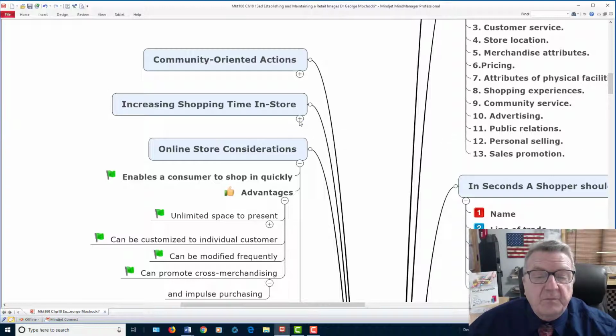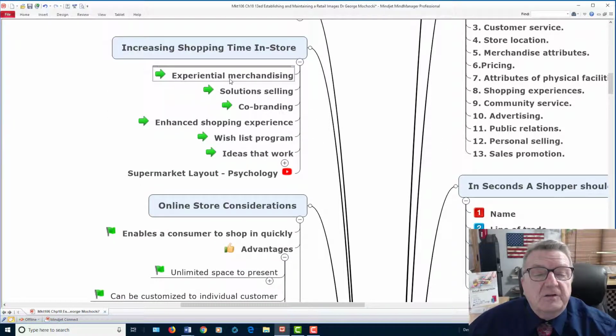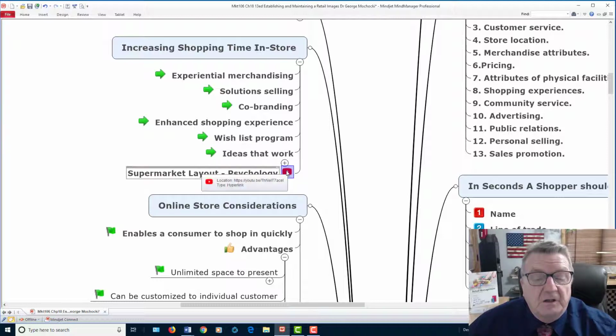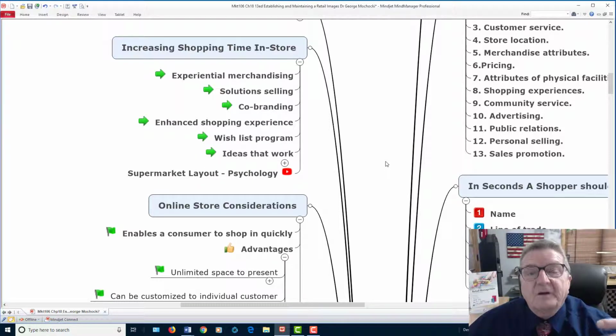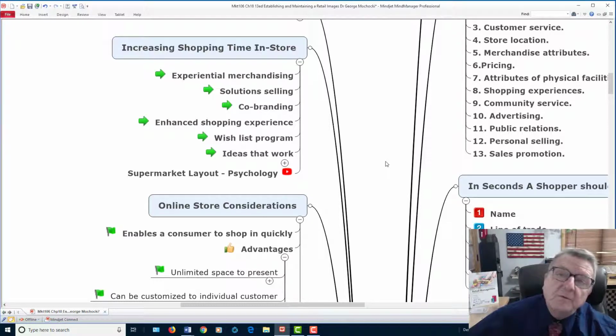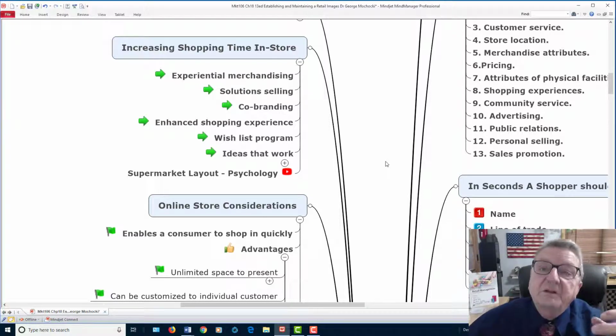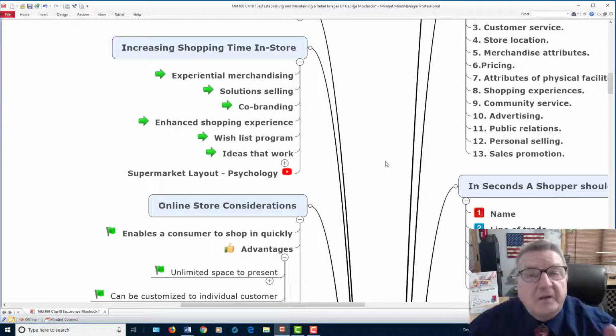Okay, increased shopping in the stores. How do you do that? Experiential merchandising, solution selling, co-branding, enhanced shopping experience, wish list, ideas that work. And here's a video that tells you how do I get people into the store. Remember, the whole thing of your promotion, once they're in the store, I want them to feel the experience. A lot of times they come in there, so I got coffee or something else.